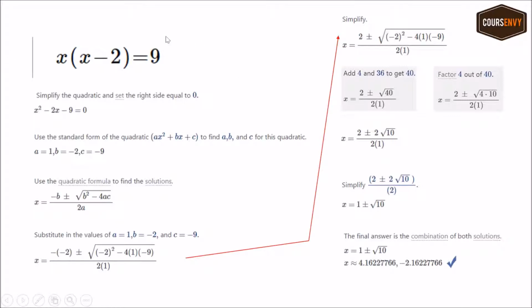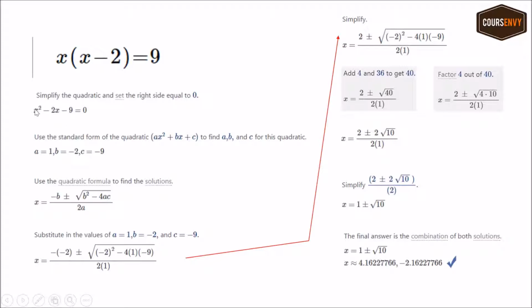Okay, so for this example, it doesn't look like it's in standard form, right? But we can get there with a little bit of math. Remember, the standard form is ax squared plus bx plus c equals 0. So let's multiply this out. X times x, x squared, x times -2, -2x, and then let's subtract that 9 to get it in the c position, -9 equals 0. So we've simplified into the standard form.